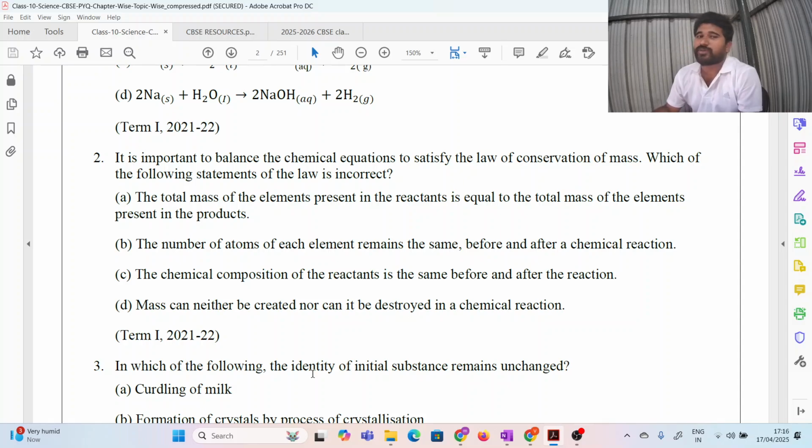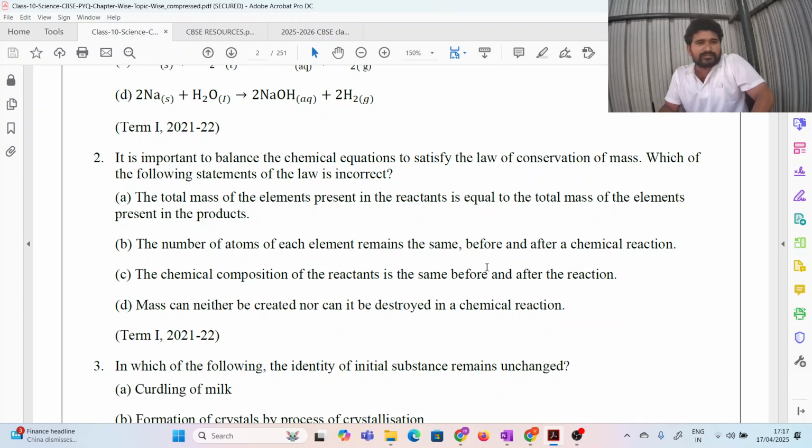The chemical composition of the reactants is the same before and after reaction. Chemical composition, no, right, it is going to be different. Let's check the others. First option: total mass of the elements present in the reactants is equal to the total mass of the elements in the products. 100% true. Second one: number of atoms of each element remains the same before and after chemical reaction. True. Mass can neither be created nor destroyed. True. So option C only.